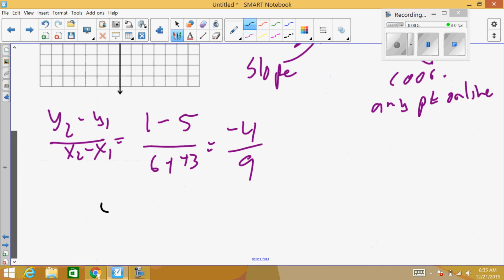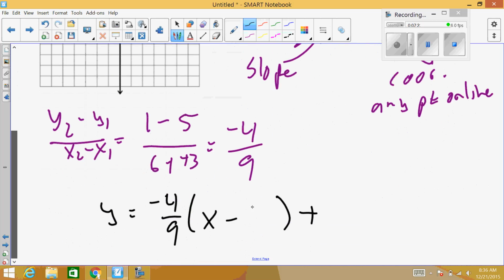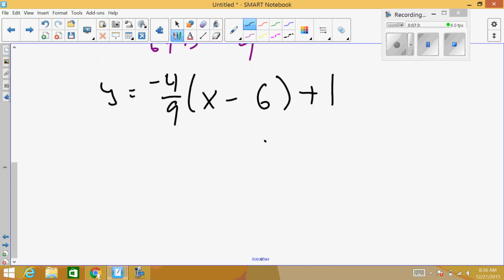How do we put that to use? Well, I say y equals negative 4/9, parentheses, x minus, outside the parentheses, plus. Now remember, we had x1, y1. They just come from a point on our line, so I can pick any point. I'm going to select one of the 2 that we had marked, and that one's still visible on my screen. So I'm going to use that one, (6, 1). So x1 is 6, y1 is 1. And I've now got an equation for my line.